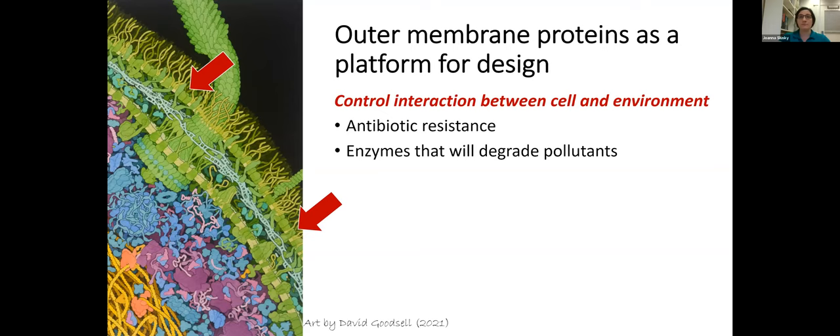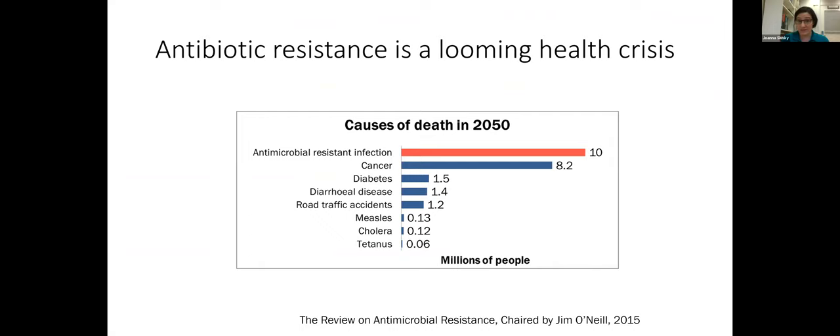We could also use the same principle of stopping pores to possibly create pores or enhance pores in mitochondria, which also have outer membranes, in order to be able to facilitate the export of cytochrome C and trigger apoptosis in something like a tumor. And so there are all kinds of things that being at the surface allow you to do, and we are interested in them. And so today I'll be talking about antibiotic resistance specifically.